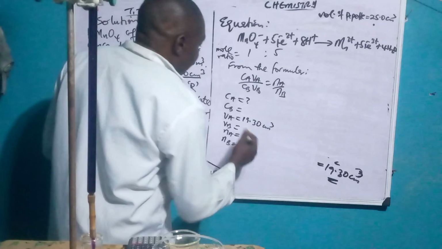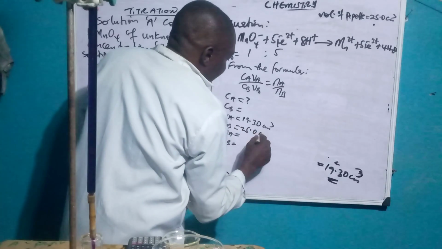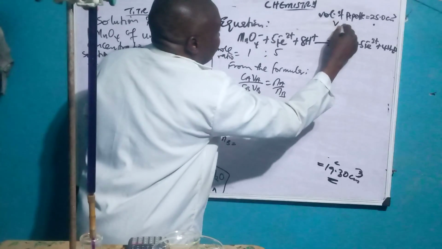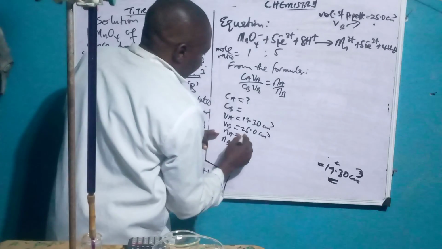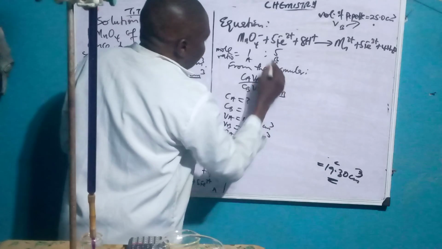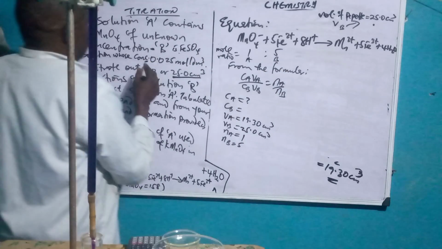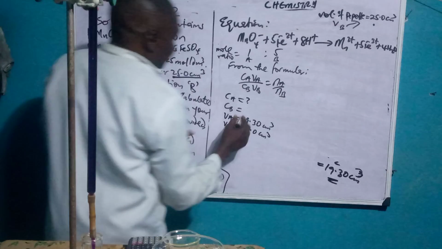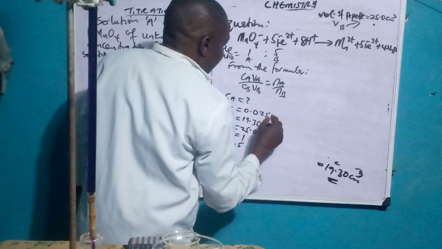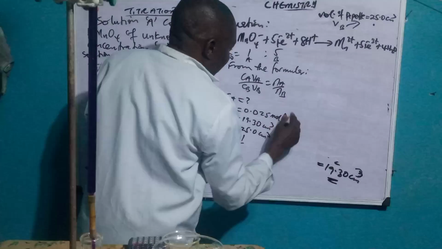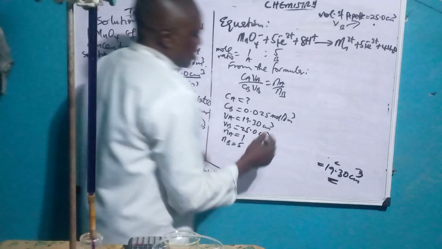So let's continue. Vb, volume of base, is 25.0 cm cube. Remember, this is also Vb, volume of base. Then Na is 1. Remember, this is A, this is B. Nb is 5. Then what of Cb? I said Cb is 0.025 mole per dm cube. So that is the value. The next thing is to substitute.